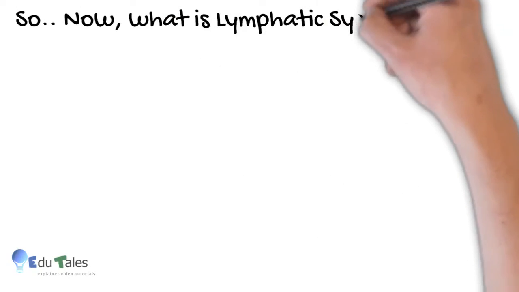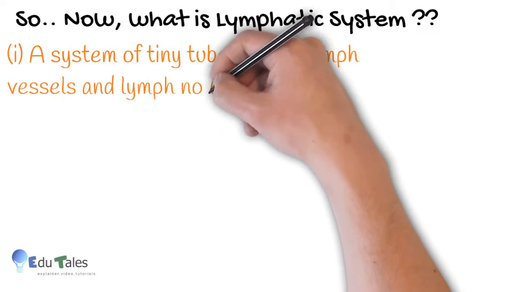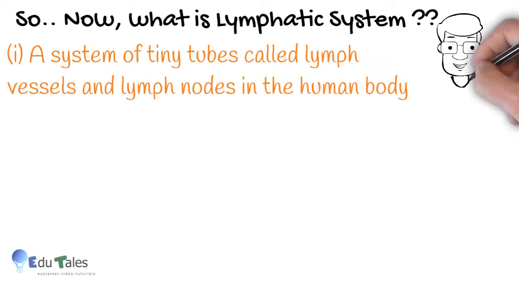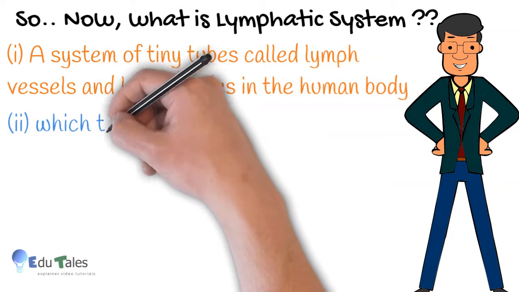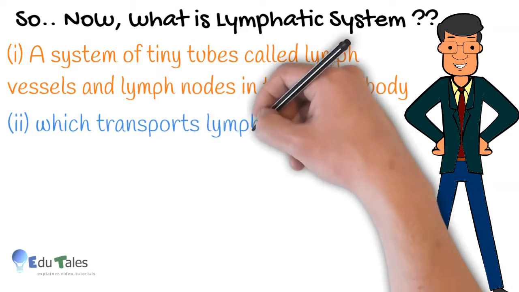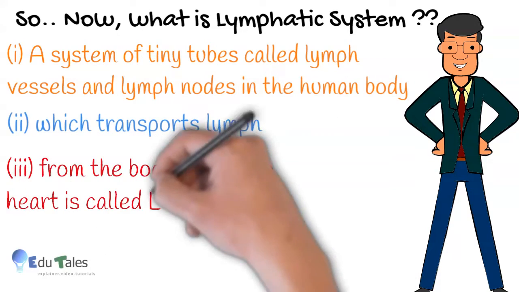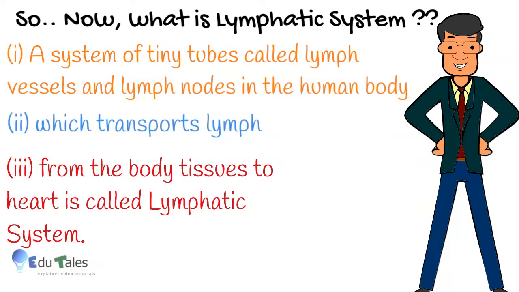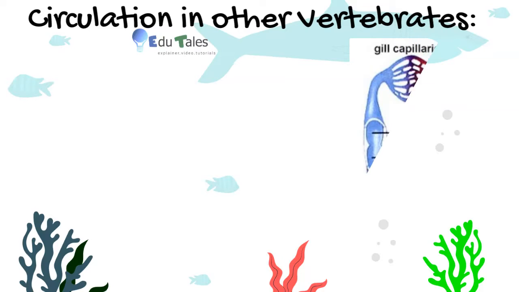So now can you answer what is the lymphatic system? A system of tiny tubes called lymph vessels and lymph nodes in the human body, which transports lymph from the body tissues to the heart, is called the lymphatic system. Here we are completing circulation in the human body. Let us see circulation in other vertebrates.